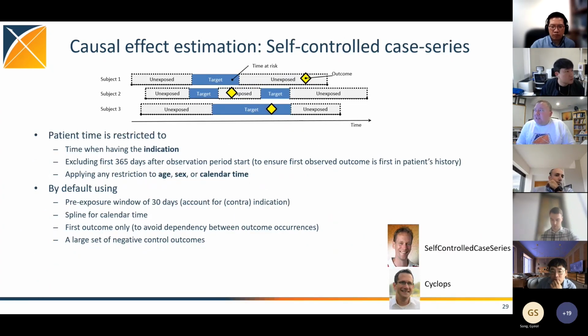Last but not least is the self-controlled K-series design. The general idea here is that a person can serve as their own control. We can nest the person time within the indication, and then we can produce a composite effect estimate that adjusts for calendar and seasonal splines, as well as any pre-exposure time that we have.